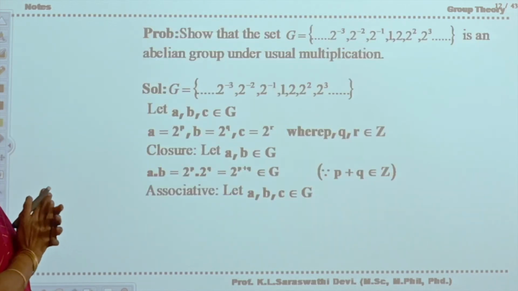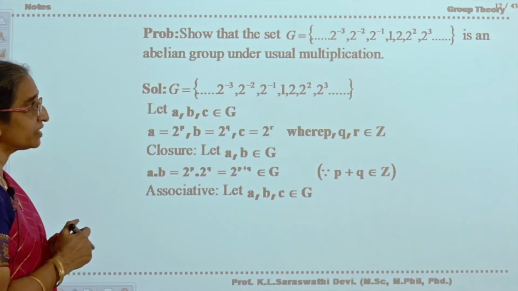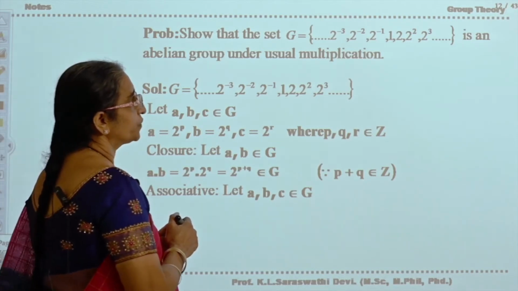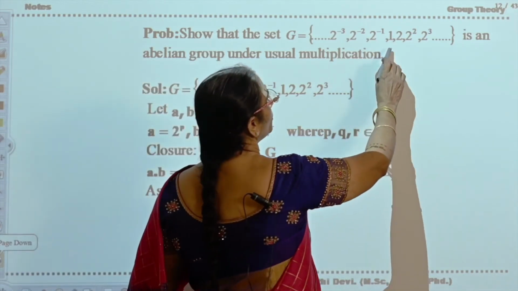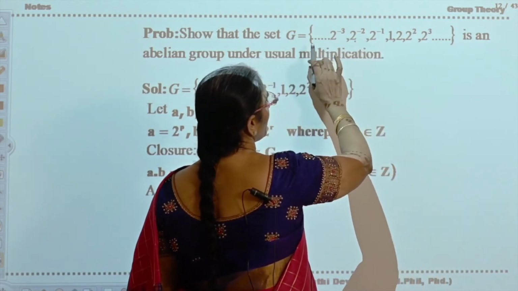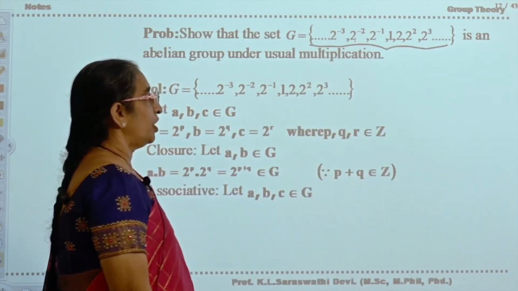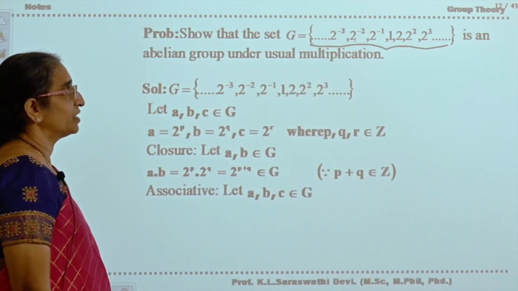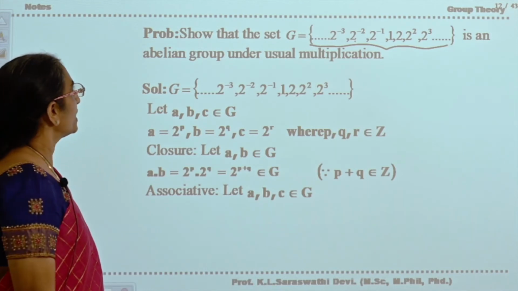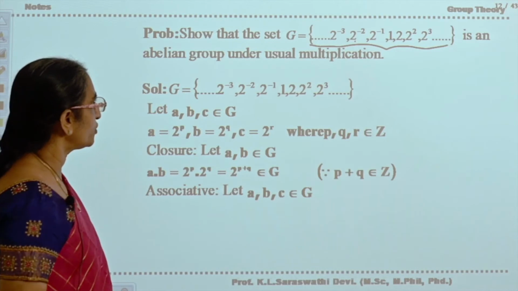Next, this is also an infinite group with respect to usual multiplication. Here, these are the powers of 2: 1, 2, 2 square, 2 cube, 2 power minus 1, 2 power minus 2, 2 power minus 3. This is an infinite set, a geometric progression with ratio 2. This is an abelian group under usual multiplication, and it is very easy to verify.